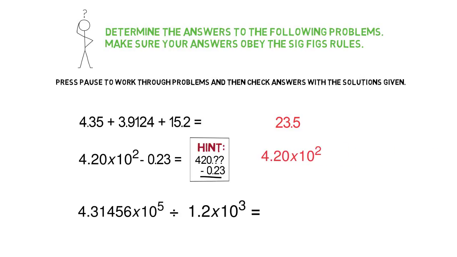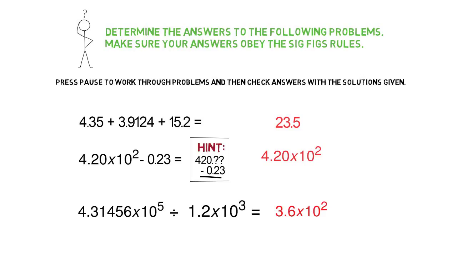The answer to the second one is 4.20 times 10 to the 2nd. This one was tricky. That's why there's a hint for you. When you line this up vertically, you can see that 4.20 times 10 to the 2nd, when you write that number out, and you'll always want to write the numbers out, not in scientific notation, when you're figuring out addition and subtraction rules for significant figures, that doesn't have any digits after the decimal. So the answer can't have any digits after the decimal. And so that is why you end up with 4.20 times 10 to the 2nd.